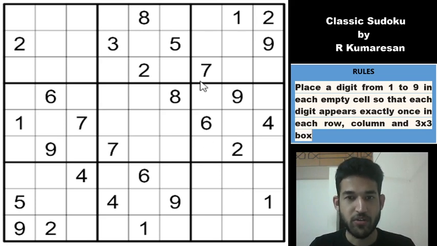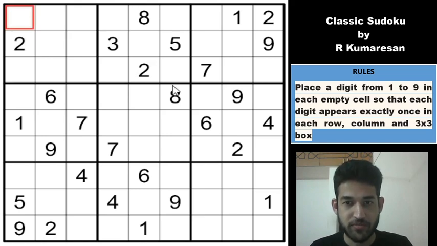So the rules of the Sudoku are classic rules. Each row, each column and 3x3 box will have digits from 1 to 9 without repetitions. So having said that, we'll start solving the Sudoku.